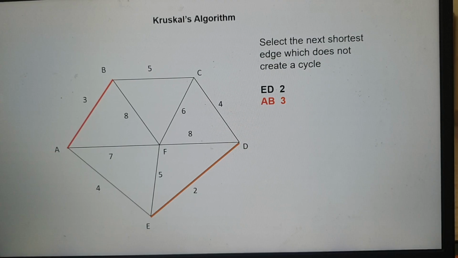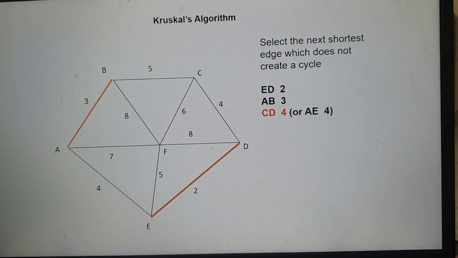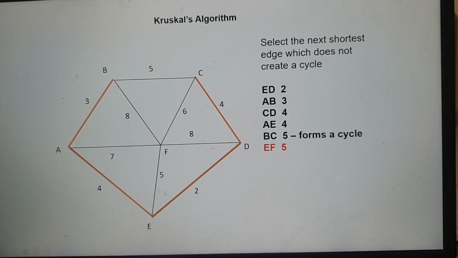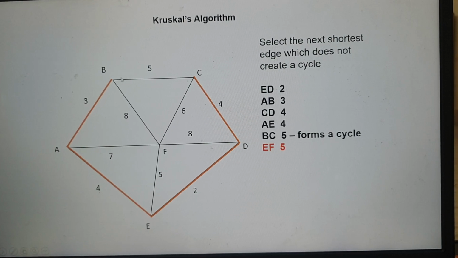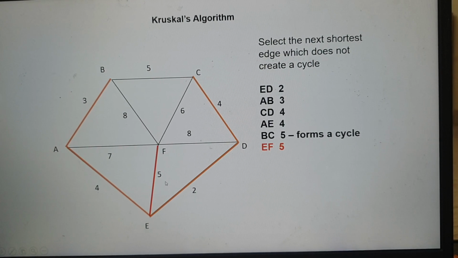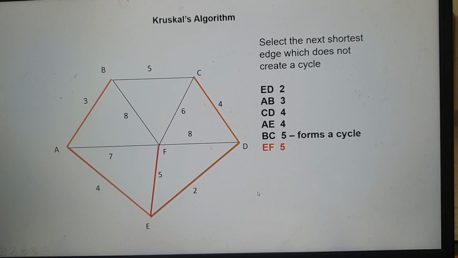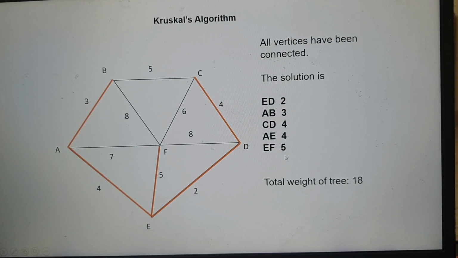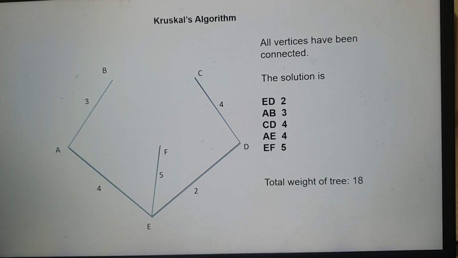The next one is AE or CD, I can choose anything. First I am choosing CD, then I am choosing AE. Still I haven't touched vertex F. Then I am choosing BC. If I choose BC, it will form a cycle, right? It should not form a loop, so I am removing BC. The next smallest is EF. Now I stop the problem because I have touched all my vertices. Now you can see here the total weight of this is 2 plus 3 plus 4 plus 4 plus 5, which is 18. So this is my minimum spanning graph.